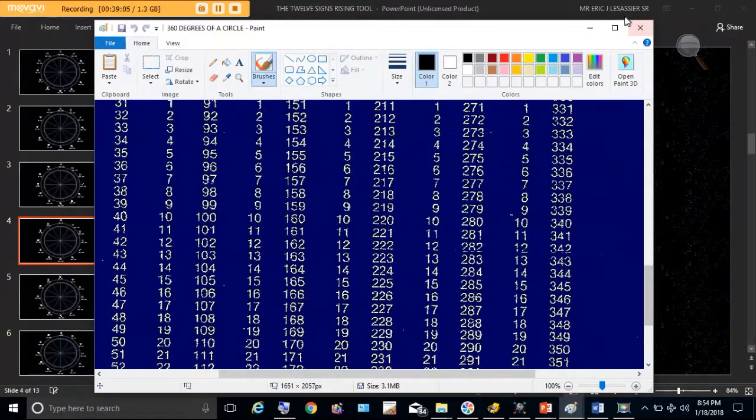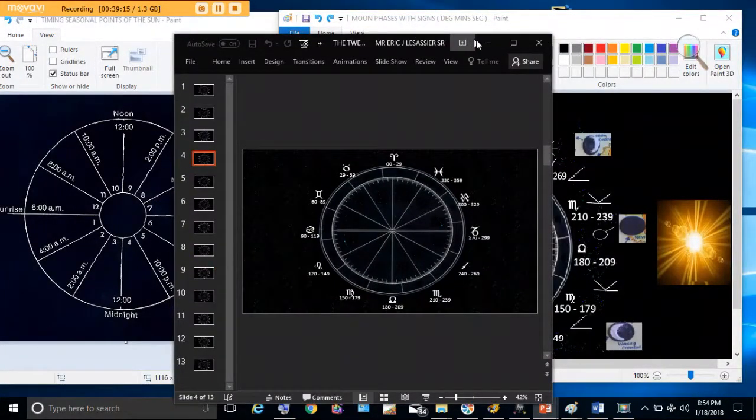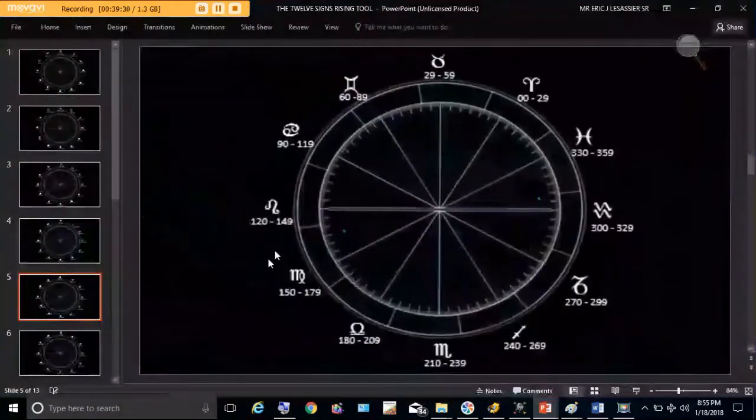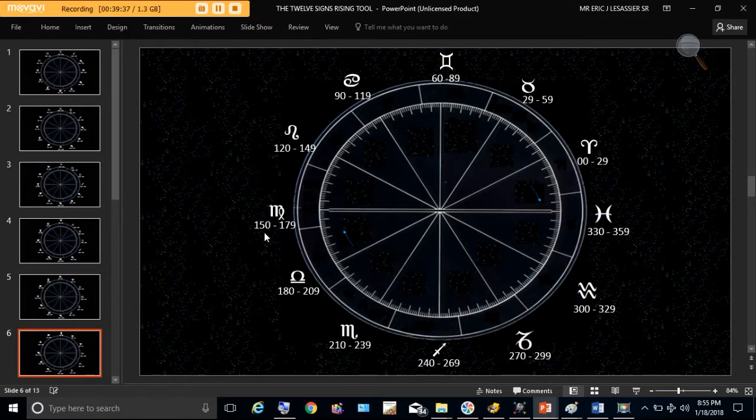All right? And every person that's born on this planet is born in a degree, in a sign, and that promotes the individuality of a person. So you'll see the rising signs, they rise. The next one is Leo, 120 through 149. Let me blow that up so you can see it. 120 through 149. The next rising sign is Virgo, 150 through 179.